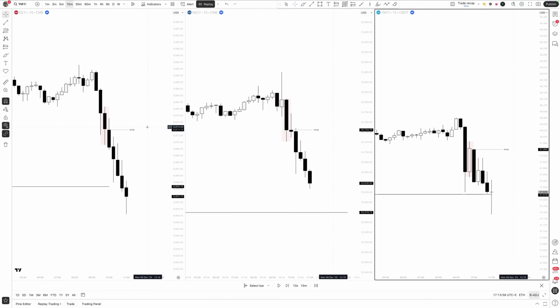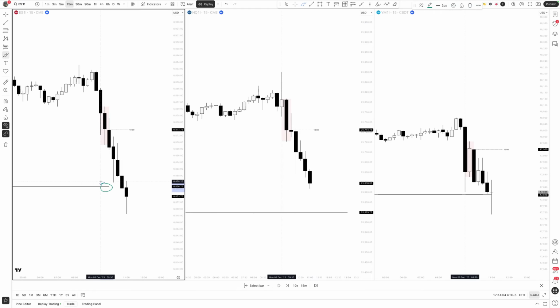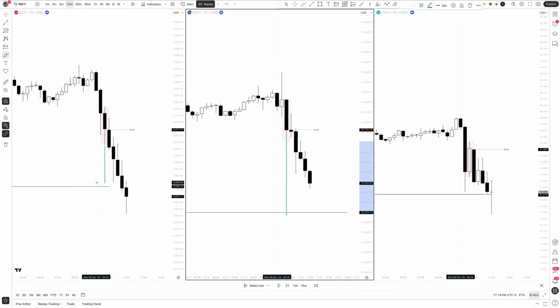Now, how do I identify which index I want to choose to trade out of NQ and ES? Well, for me, it was simply which one was closer to the drawn liquidity. And considering this wick and considering here, we were much closer on the drawn liquidity on ES. So that was the asset that I wanted to trade lower.